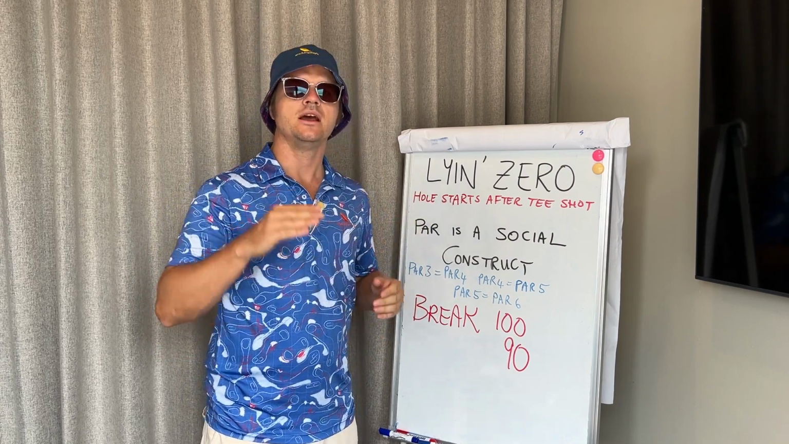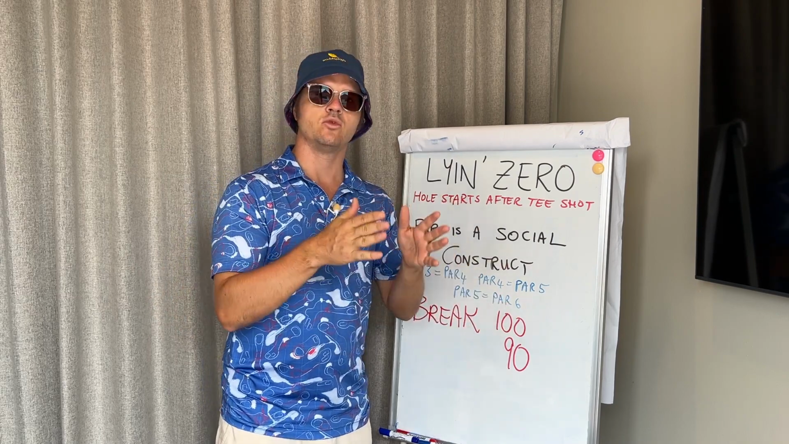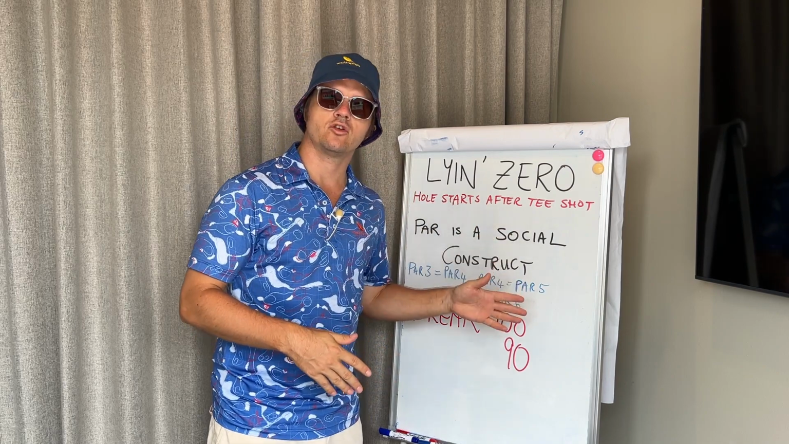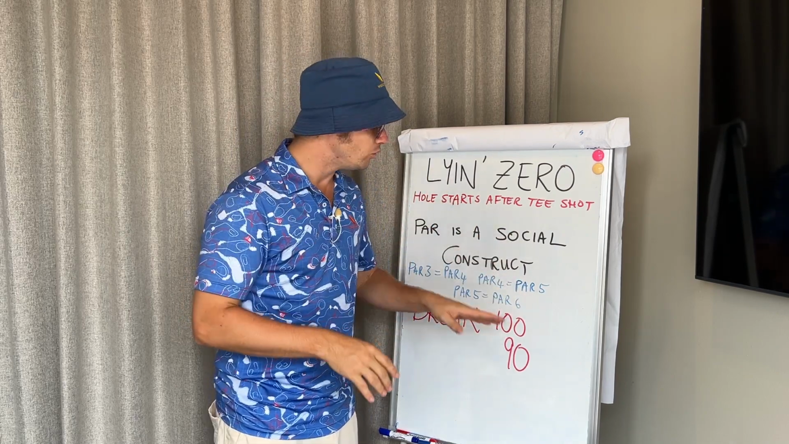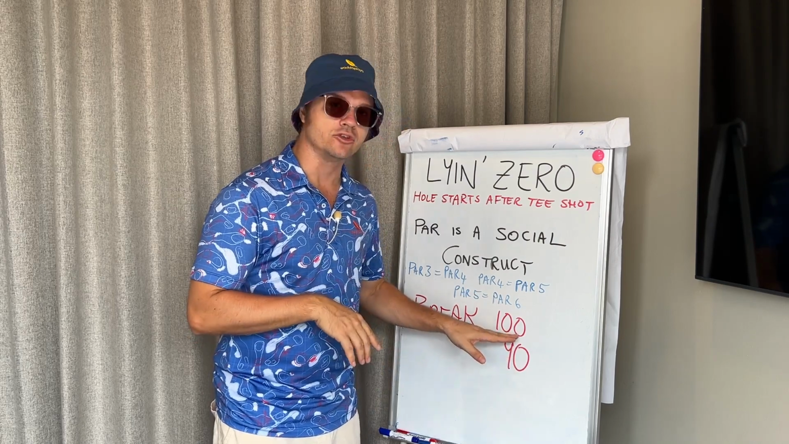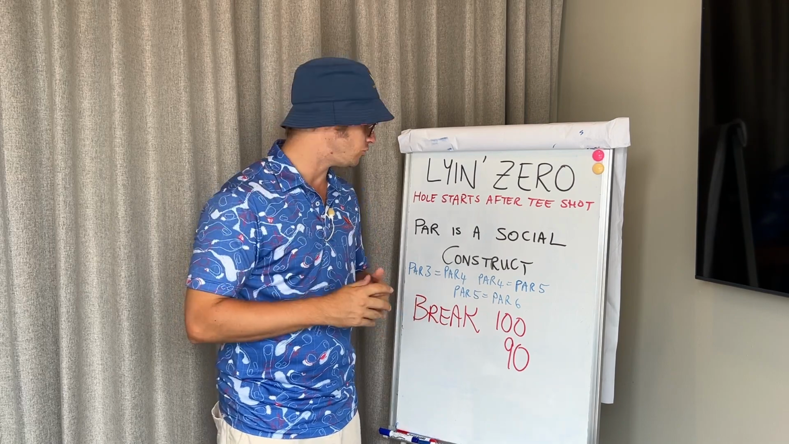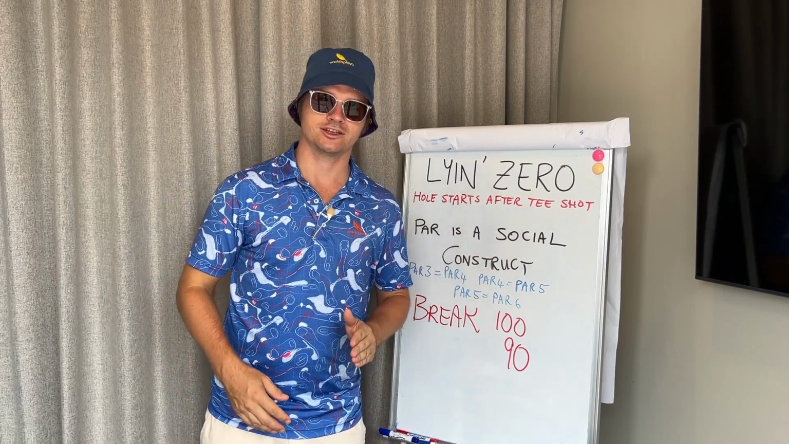Par is a social construct. What does that mean? That means they decided that par on that hole is what is necessary for a scratch golfer, or what a scratch golfer is expected to shoot on that hole. A scratch golfer. We're trying to break 90 and 100. How can we be shooting for the same things as a scratch golfer? Crazy talk. Par is a social construct.